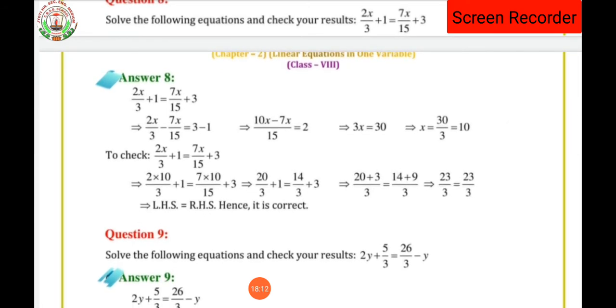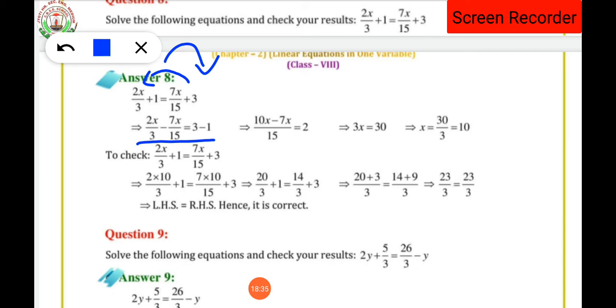Now again the next part of the question, the 8th one we are having, 2x upon 3 plus 1 is equal to 7x upon 15 plus 3. So here what we have to do, we have to transpose the x term towards one side and the constant term to the other side. Clear? So 7x upon 15 will transpose from the left hand side to the right hand side, and 1 will transpose from the left hand side to the right hand side. So we will get the equation as 2x upon 3 minus 7x upon 15 is equal to 3 minus 1. This equation we will get.